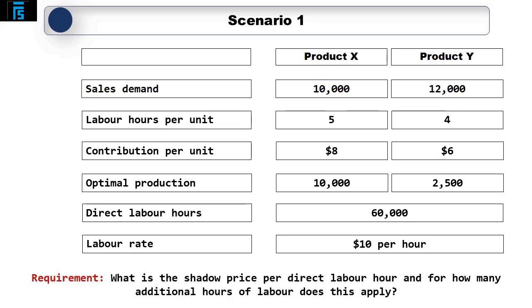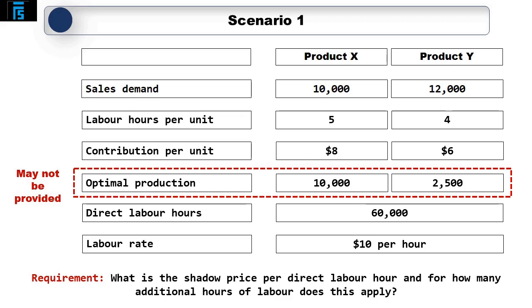What is the shadow price per direct labor hour and for how many additional hours of labor does this apply? Usually in this type of question we would be required to calculate the optimal production plan, but in the scenario above this information has already been given to us. Make sure that you are able to calculate this optimal production plan yourself.